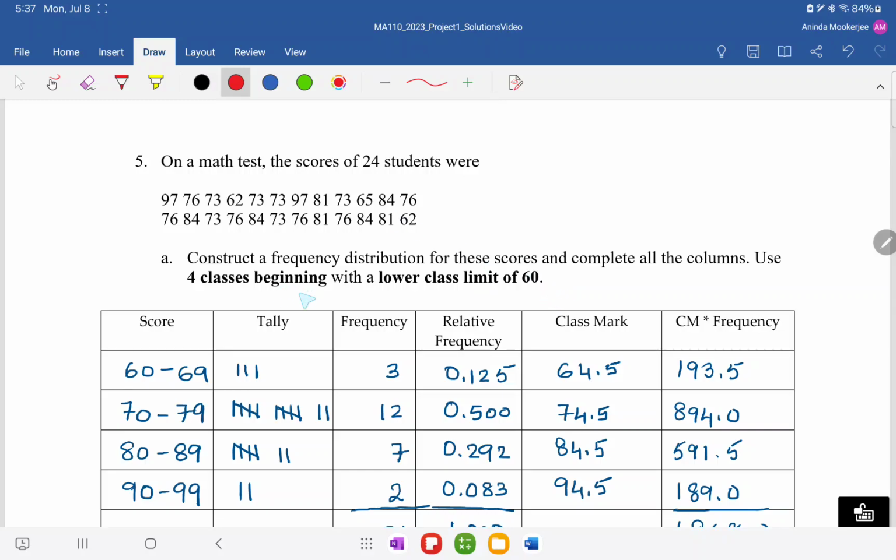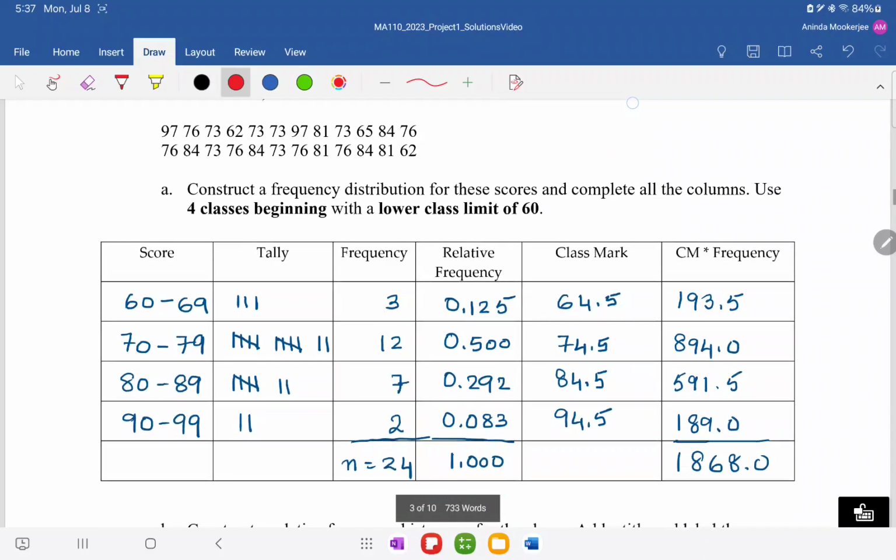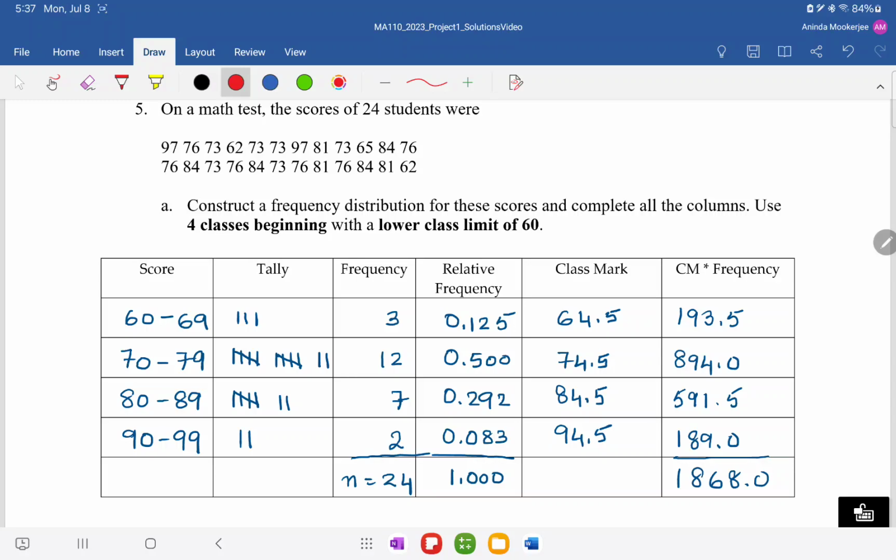So they've kind of made it easy. They have told us the number of classes that should be used and where to begin from. So it asks us to begin with 60 as the beginning interval, all right? So we have listed over here, all right, 60 to 69. They have asked us to begin from 60. So 60 to 69.